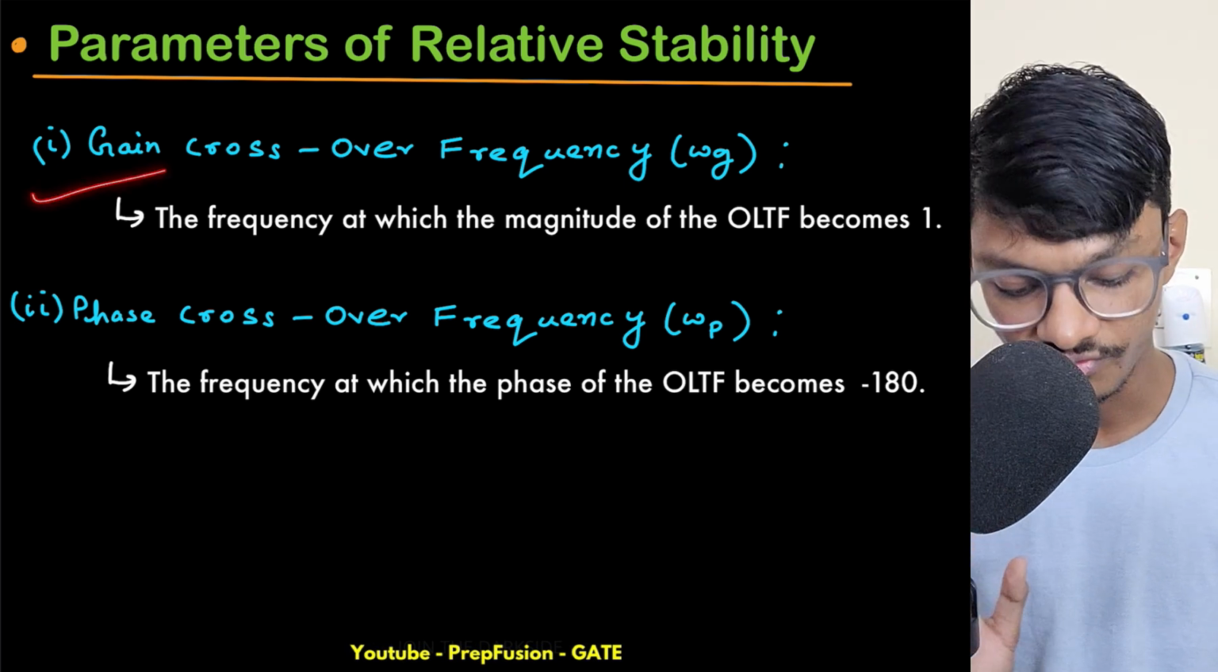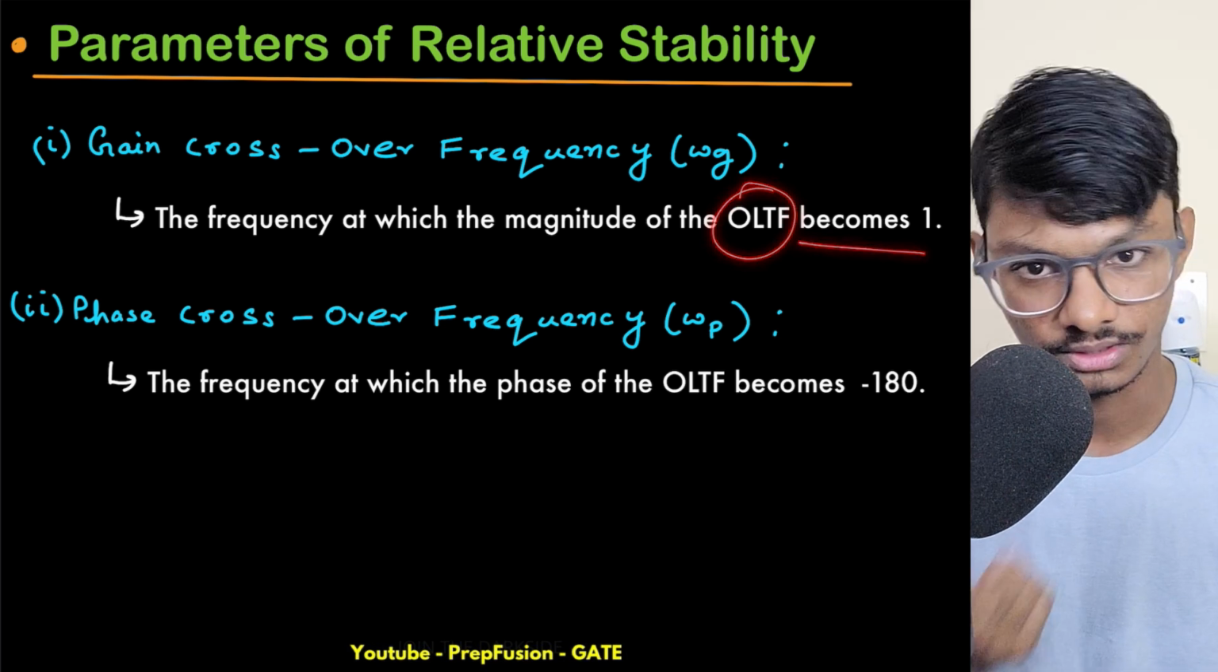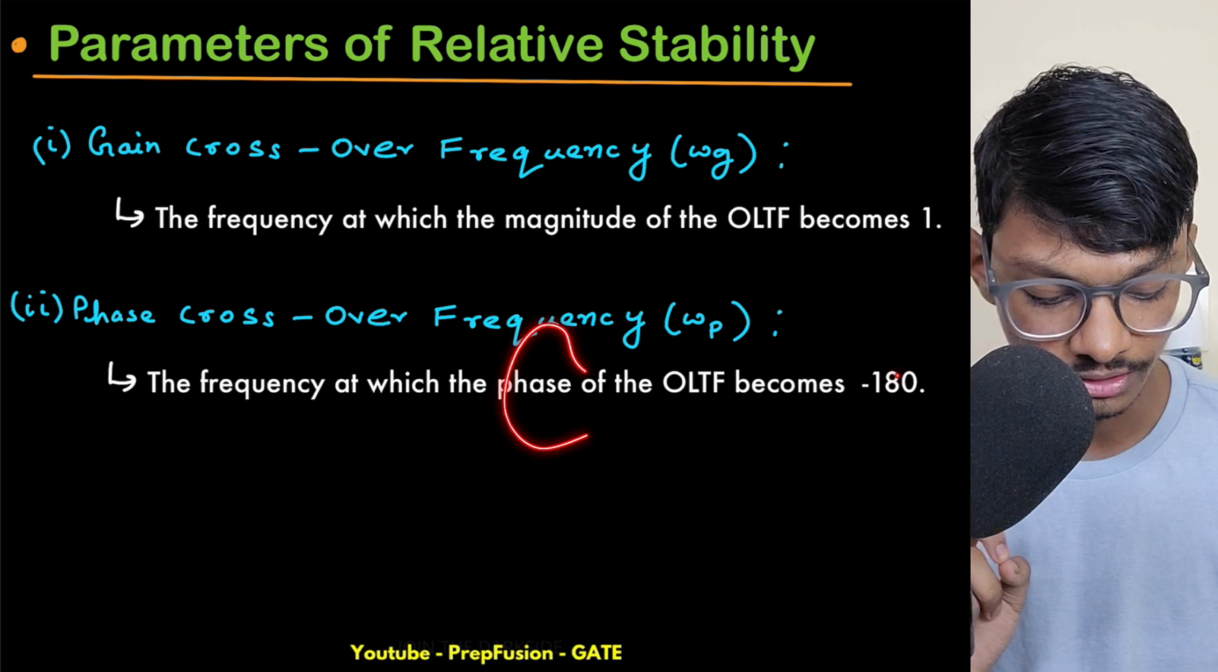So what is gain crossover frequency? Gain crossover frequency is the frequency at which the magnitude of the OLTF becomes 1. Simple, the name suggests itself. Phase crossover frequency is the frequency at which the phase of the OLTF becomes -180 degrees.